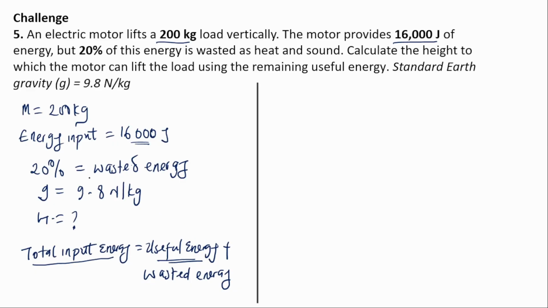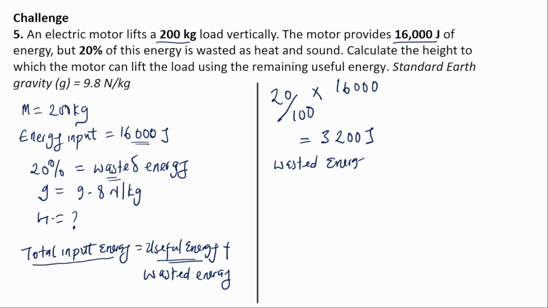Now, we're told that 20% of the energy is wasted. So to find the value of the wasted energy, we do 20%, which is 20 divided by 100, multiplied by 16,000. And that would give us 3,200 joules. So now we know that our wasted energy is equal to 3,200 joules.